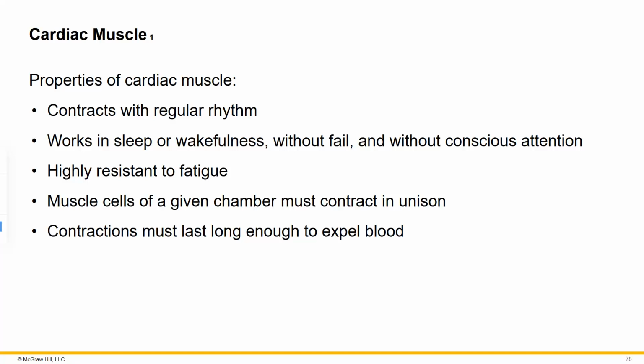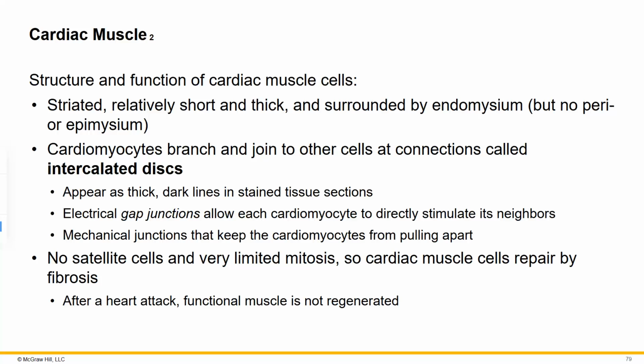Cardiac muscle contracts with regular rhythm, works in sleep or wakefulness without fail and without conscious attention. It is highly resistant to fatigue. Muscle cells of a given chamber must contract in unison, and contractions must last long enough to expel blood. They're striated, relatively short and thick, surrounded by endomysium but no perimysium or epimysium.